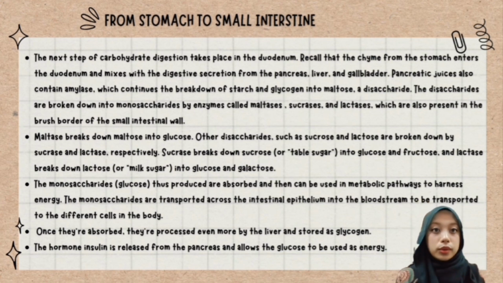Maltase breaks down maltose into glucose, and other disaccharides such as sucrose and lactose are broken down by sucrase and lactase respectively. Sucrase breaks down sucrose into glucose and fructose, and lactase breaks down lactose into glucose and galactose.